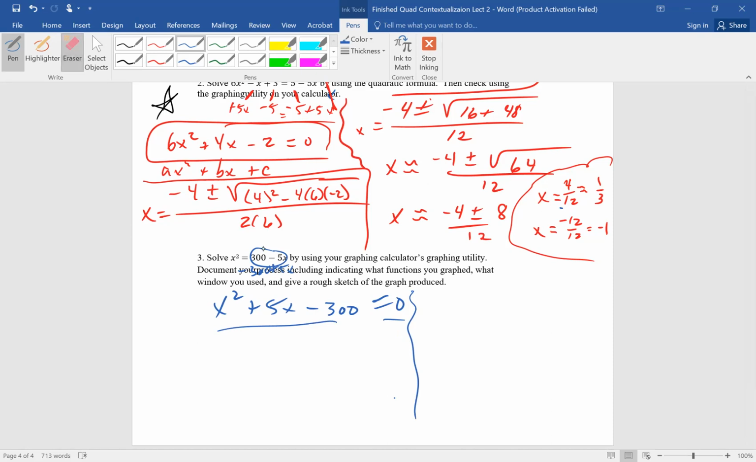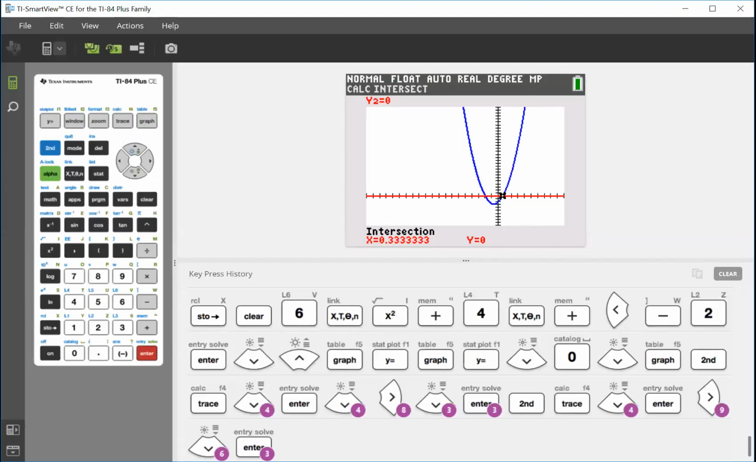Just because the whole video is here of how to do things differently, let's graph this time. Let's do one side in blue here. Let's do x squared. And then in red, we'll do 300 minus 5x. Just to show that there's multiple ways of doing the same thing.